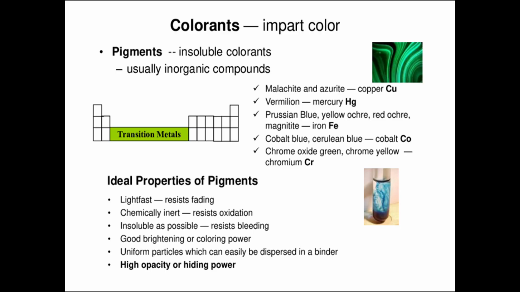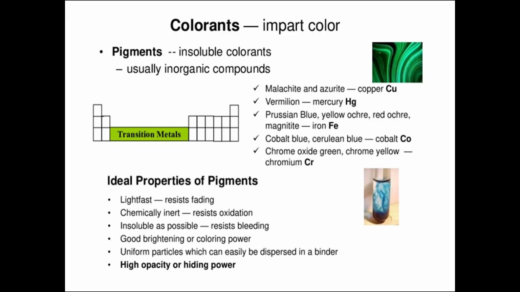For instance, copper, through malachite green, imparts color to the objects. For example, iron, technically known as Prussian blue, imparts a blue color to the objects, which can be altered to yellow, red, magnetite, etc. Chromium imparts green color through the compound chromium oxide, chromium yellow, etc.